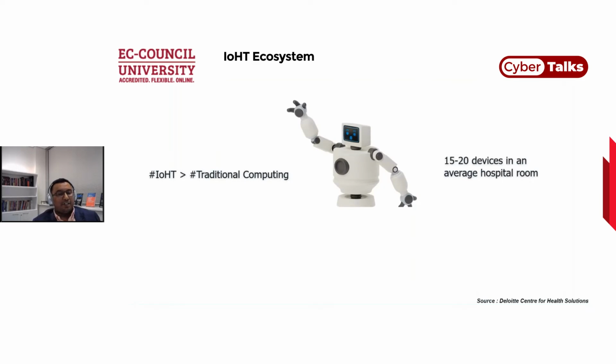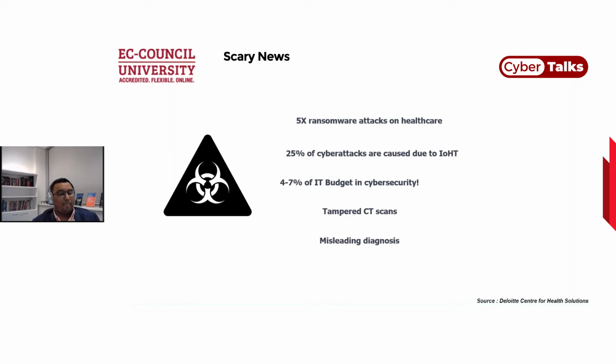And if we drill down into the IoT ecosystem, an average hospital room has almost 15 to 20 devices. And in the next couple of years, we are going to see the number of IoT devices surpass the traditional computing devices. So in one office room, there might be one computer, but in one hospital room, there might be 15 to 20 computing devices. Then you can just simply do the math. In a single hospital, how many smart devices, along with other computing devices, are there? And that makes us more and more vulnerable to cyber criminals and cyber crimes. And now let's have a look at some of the scary news. There are 5 times more ransomware attacks on healthcare. Why? Because the cyber criminals know what the pressure points are.